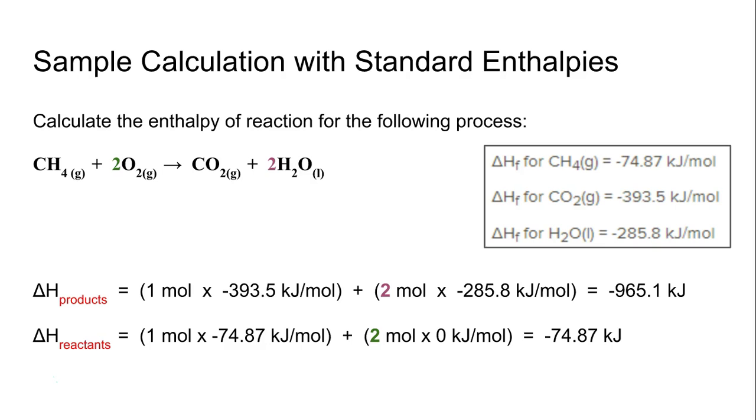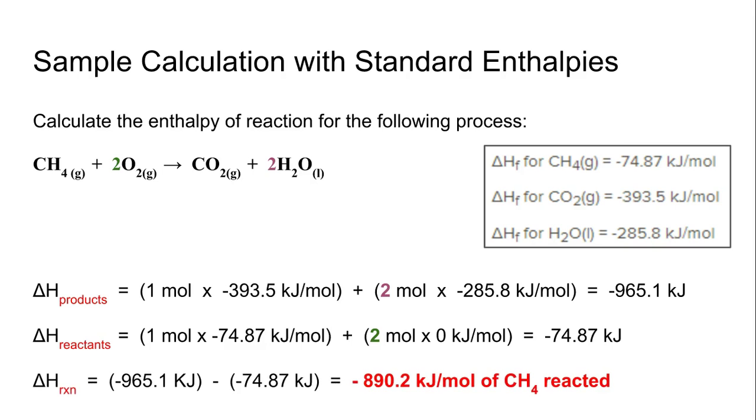Remember that the equation told us to take our products and subtract off our reactants. So if we do that, we take negative 965.1 kilojoules and we subtract off negative 74.87 kilojoules, which gives us negative 890.2 kilojoules per mole of methane reacted. So this reaction would be exothermic because delta H is negative.